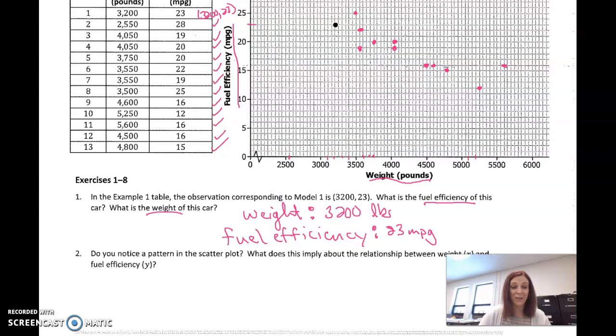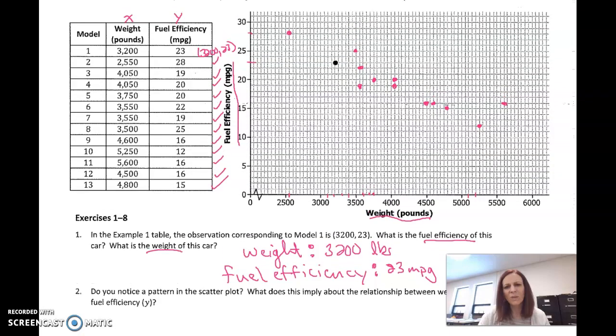Do we notice a pattern in the scatter plot? It's not a perfect straight line, but remember we always read graphs from left to right. As the weight of our cars is increasing, what is happening to our fuel efficiency? It seems to be going down, right? It's not perfect. For some reason, this one jumps up and it doesn't form a straight line, but it seems that there is a pattern.